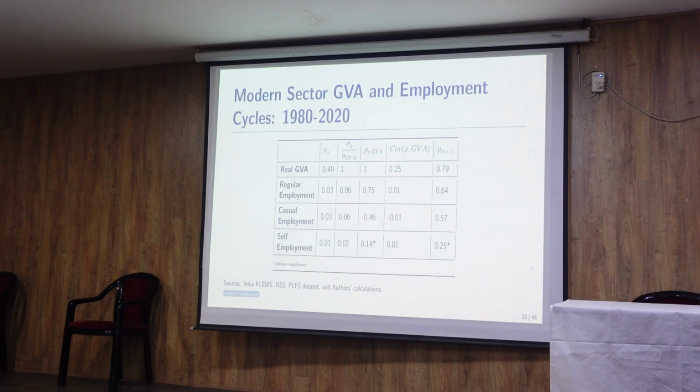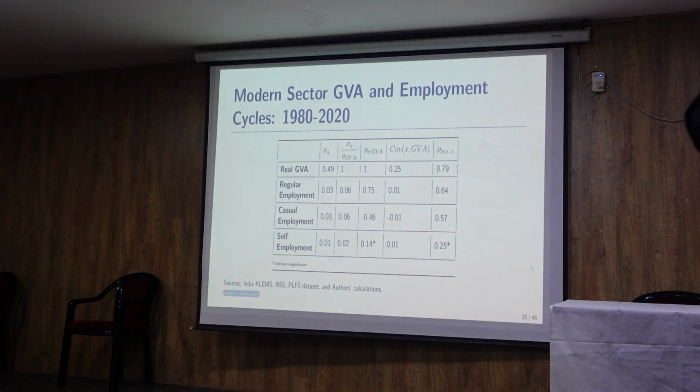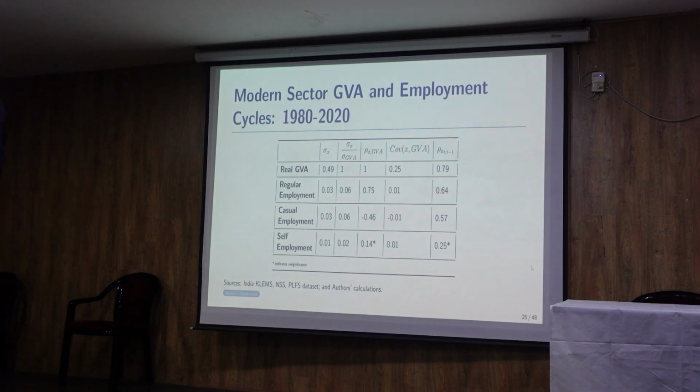But this is the modern sector excluding construction. What if you add construction where there's a lot of casual workers? Now you would think when the economy picks up, what's the first thing people want to do? Buy a house, build a house. And if they're going to build a house, the construction company is going to hire casual workers. That's going to be pro-cyclical, right? So the question is, does that overturn the modern sector result, minus construction?